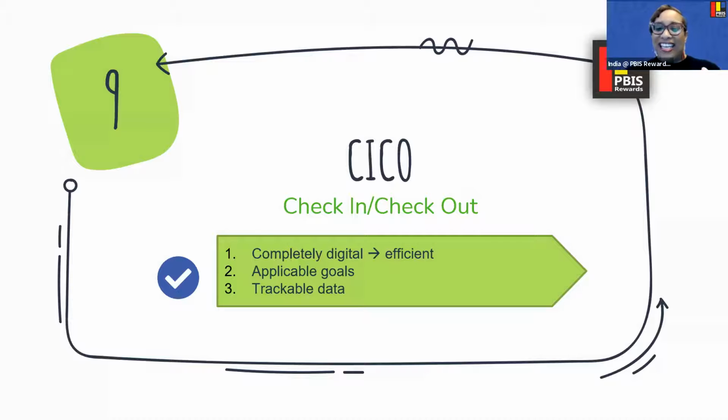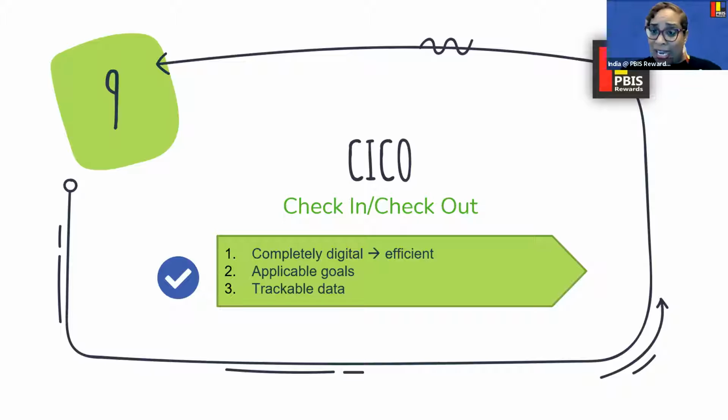So number 9 is check in, check out. If you're using check in, check out as part of your interventions, maybe for tier 2 or tier 3 students, the great thing is it often works. The not so great thing about it is that piece of paper that has to go with that student from coach to teacher, and then back to the coach to be checked out. Well, the great thing about PBIS Rewards, we have a feature already built in that can allow you to do check-in, check-out completely digitally. It is so efficient.